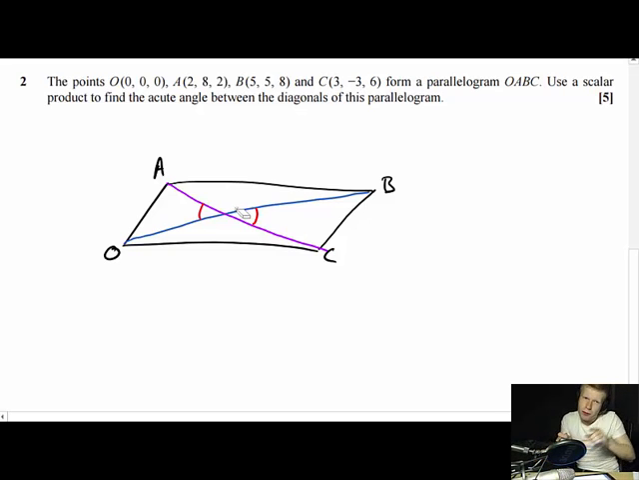Because remember, a vector is just a movement from one point to another. If I just draw this diagonal out, the blue diagonal, that's moving from O up to B. It could also be moving from B to O, it doesn't matter, but let's just say it's moving from O to B.